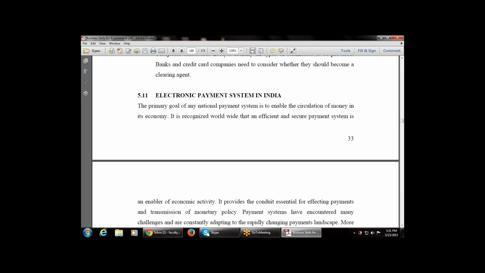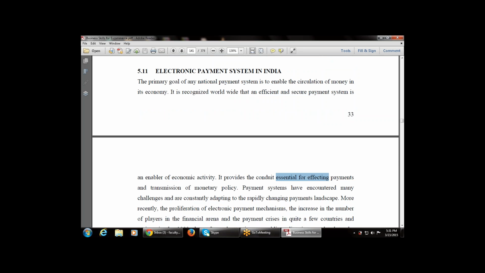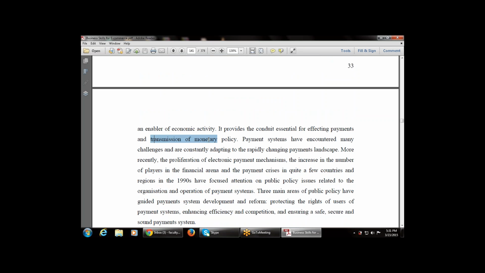One of the primary goals of any payment system is to enable the circulation of money in an economy. So one of the main goals of a national payment system is to enable the circulation of money in its economy, meaning in the economy of the country. For example, in India, it is recognized worldwide that an efficient and secure payment system is an enabler of economic activity. It also provides a conduit essential for effecting payments and transmission of monetary policy. That must be involved with the e-payment system.